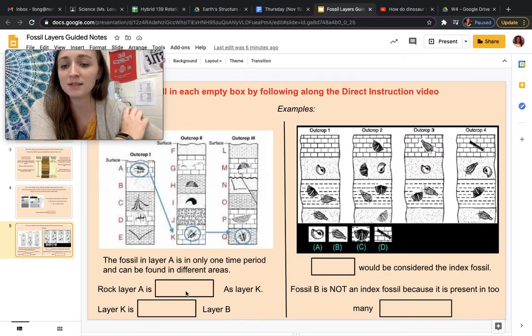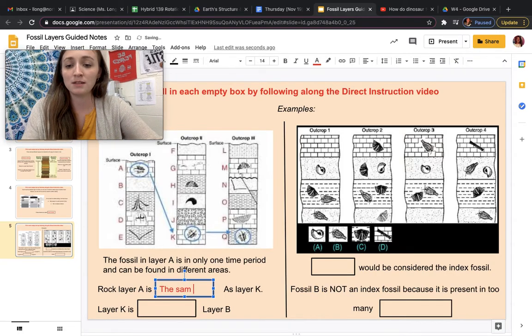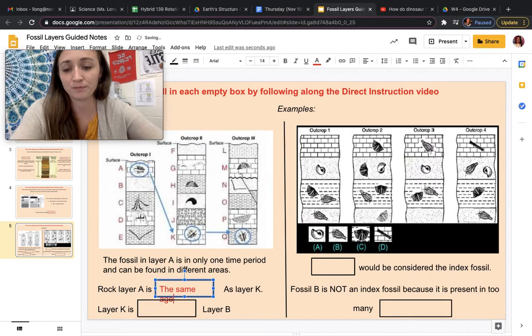Okay, so we can say that rock layer A is blank to layer K. So let's see, where's layer K? Here's the fossil in layer A. There's its index fossil, so we know it's going to be the same age. Okay, now layer K is blank to layer B. Where's layer B? So here's layer B.